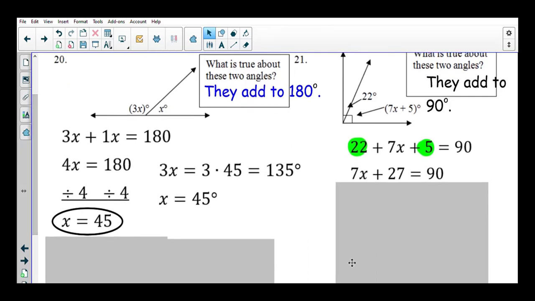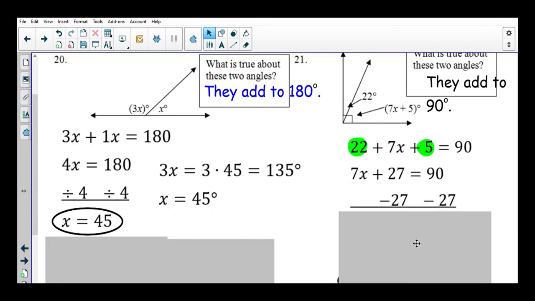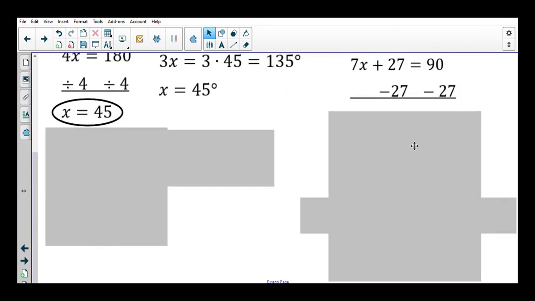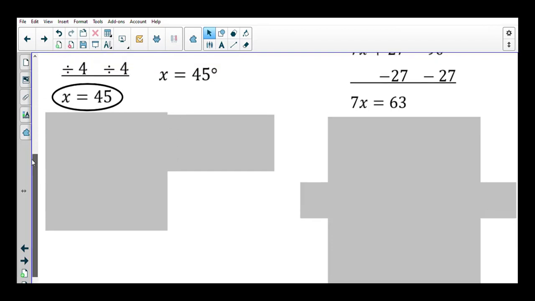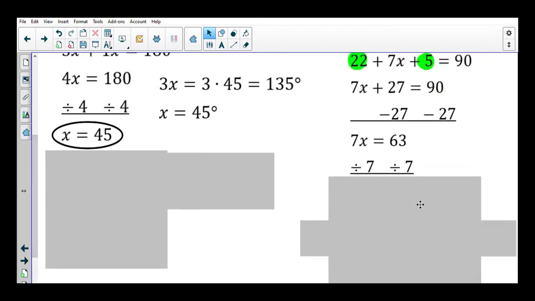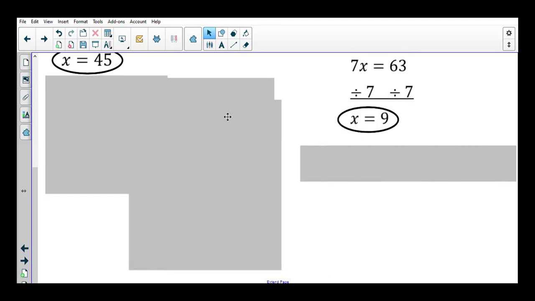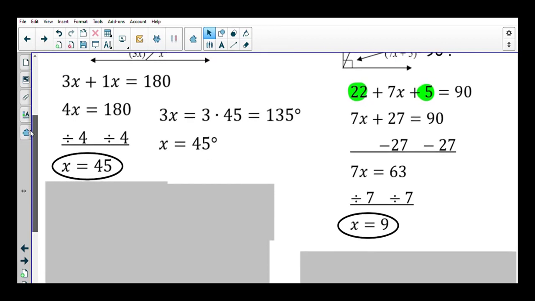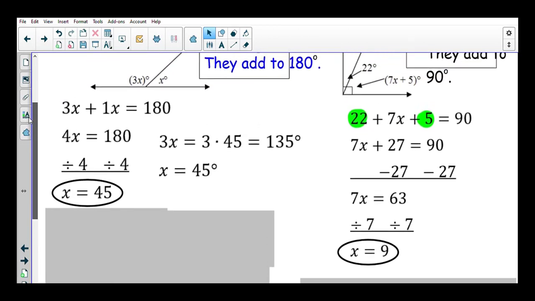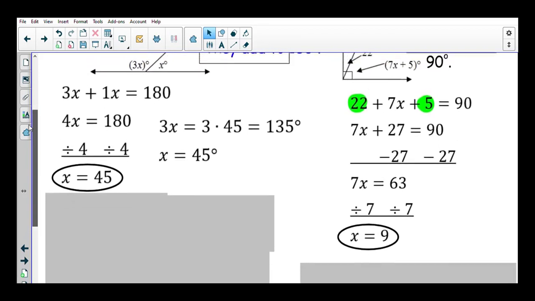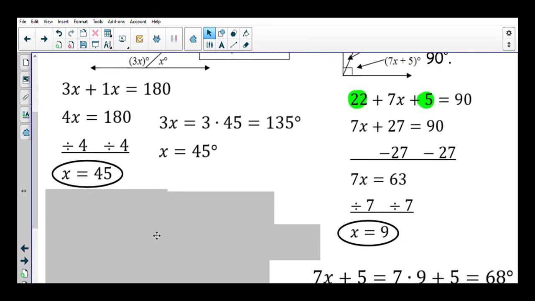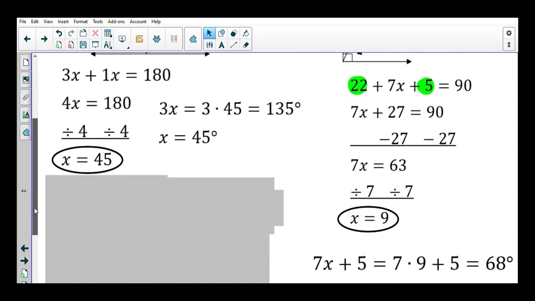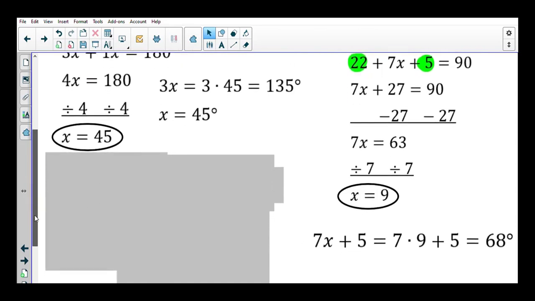Now let's just use those inverse operations. So the inverse of adding 27 is to subtract 27. That's going to get us 7x equals 63. Sorry, let me move that up a bit. Divide both sides by 7, and we will determine that x equals 9. But again, we have to find our two missing angle measures. We know 22 degrees, so I guess we don't really have to do too much there, but we do need to find the 7x plus 5. So substitute 9 in for x, replace x with 9, do 7 times 9 plus 5, which is 63 plus 5, or 68 degrees.